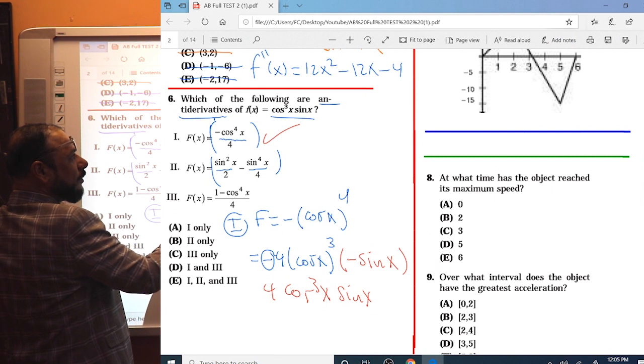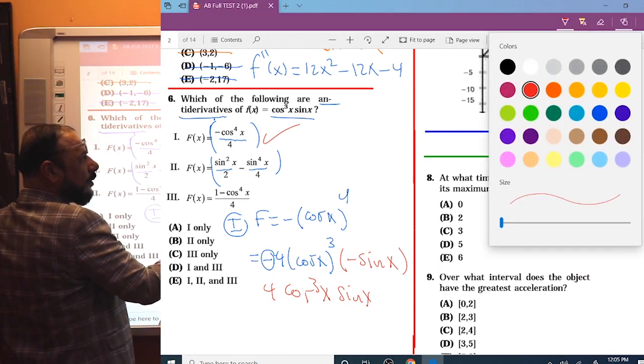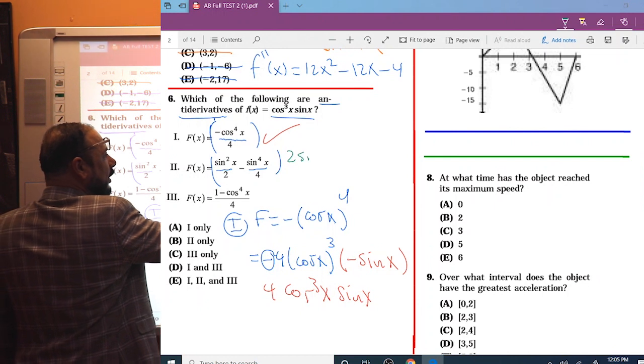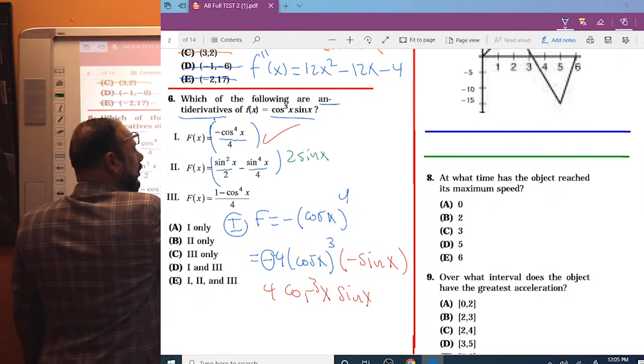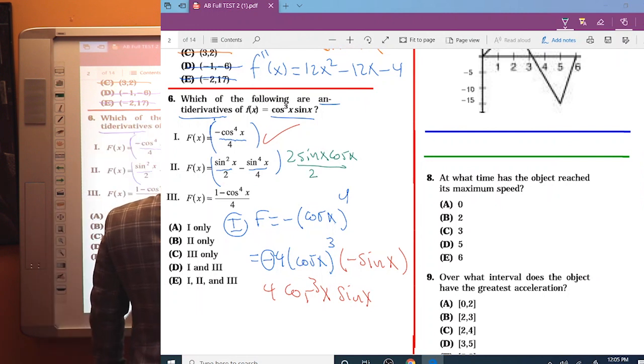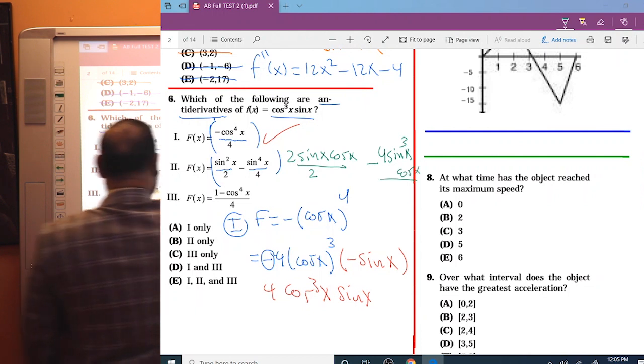Okay, what's the derivative of this? 2 sine x cosine x over 2, minus 4 sine x cube cosine x over 4. This does not work, right?